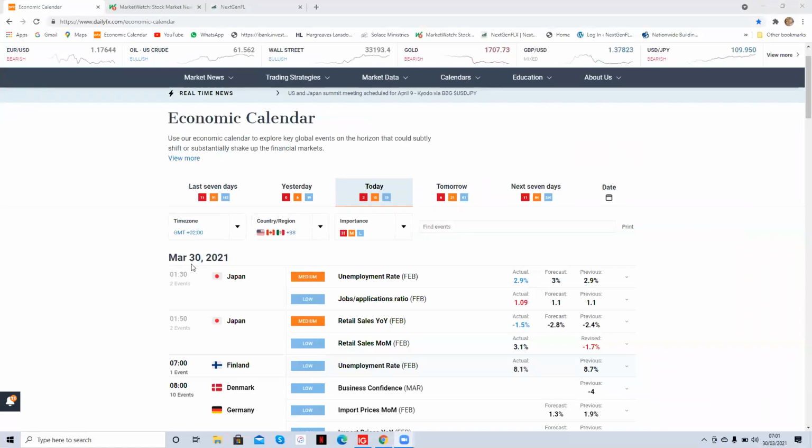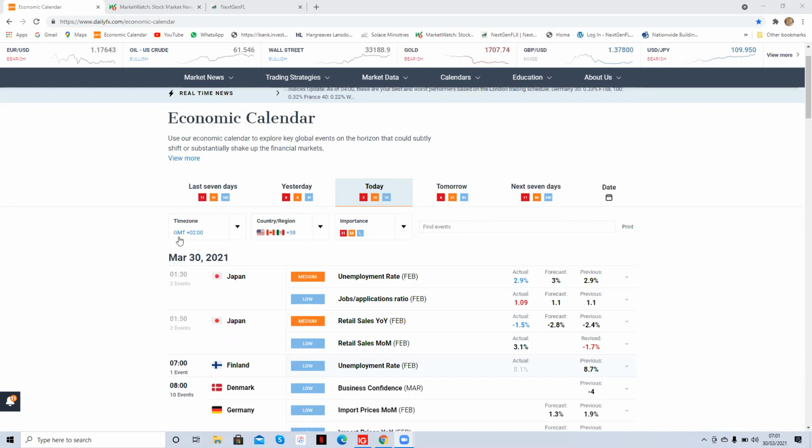Today it's Tuesday, the 30th of March. As usual, always make sure you're checking your own time zone. For example, for those in the UK, the clocks have gone forward. UK used to be GMT plus 0, but the UK is now GMT plus 1. So wherever you are, make sure you've adjusted your time zone and are looking at the correct time zone, so you're not checking the wrong times for the economic reports.